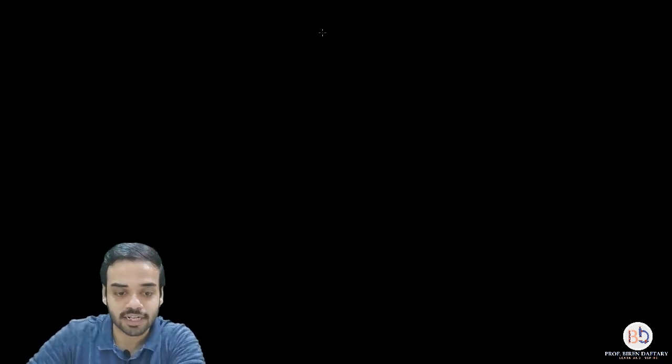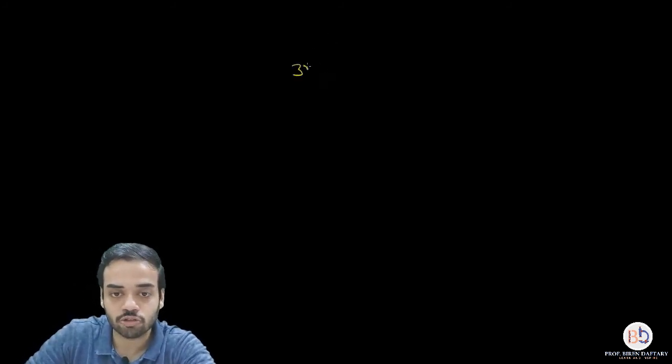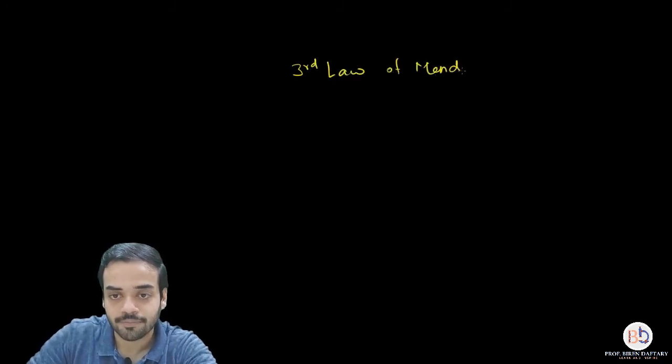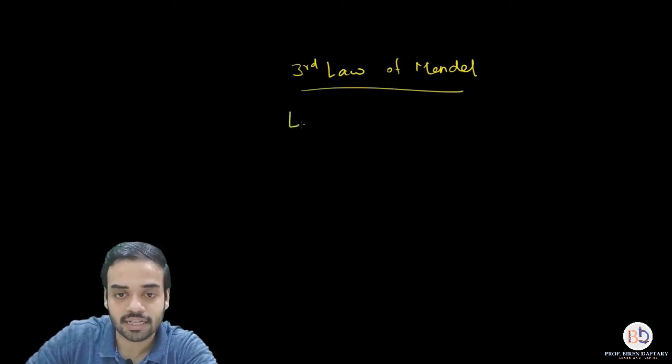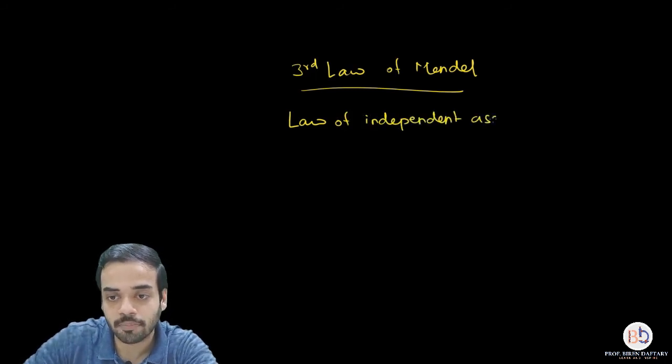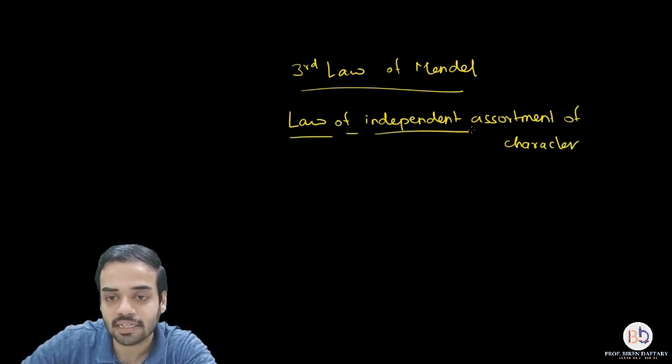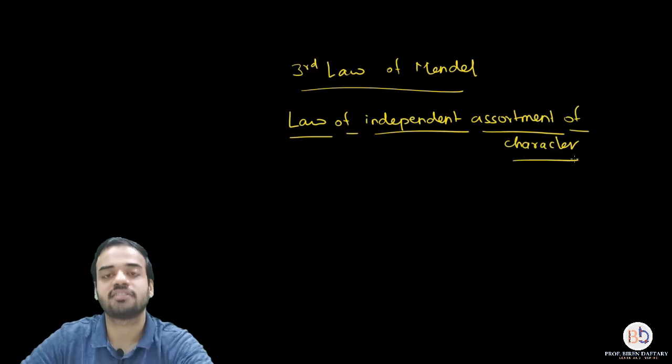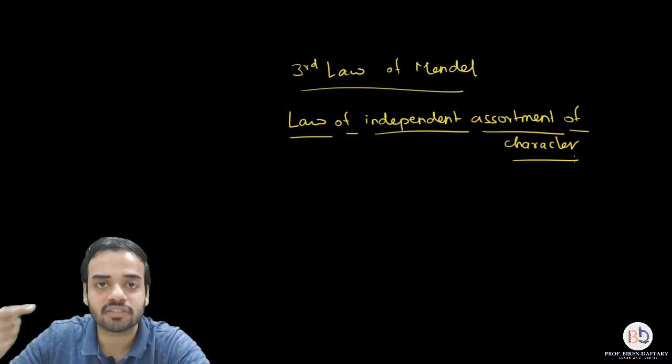Now we have finished all the three laws of Mendel. So let me write down the law over here. This is also called as the third law of Mendel, which is also called as law of independent assortment. I will add down two more words, of character. So each character is assorting independently. Height is a character, shape of the seed is a character, color of the seed is a character.